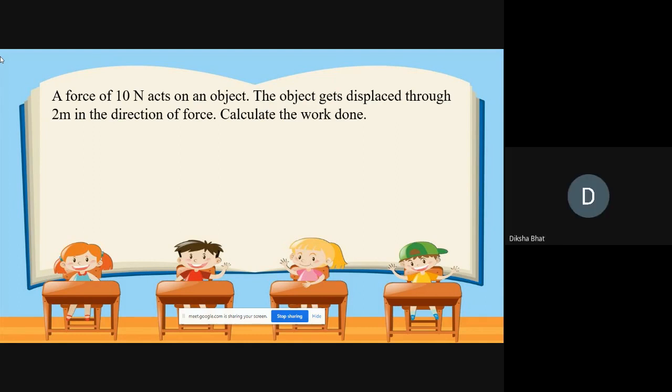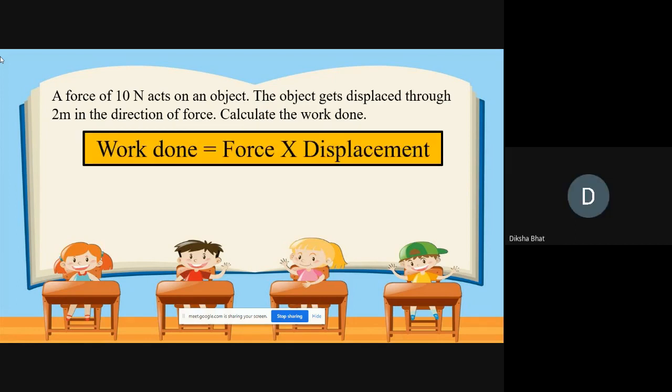Okay, so what are we given? The force 10 Newton applied, and the distance through which it is displaced. Yes, correct. And what are we told to find? Work done. Yes. So what is the formula for the work done? Force into displacement. Yes, correct. Work done is equal to force multiplied by displacement. So what will be the next step?